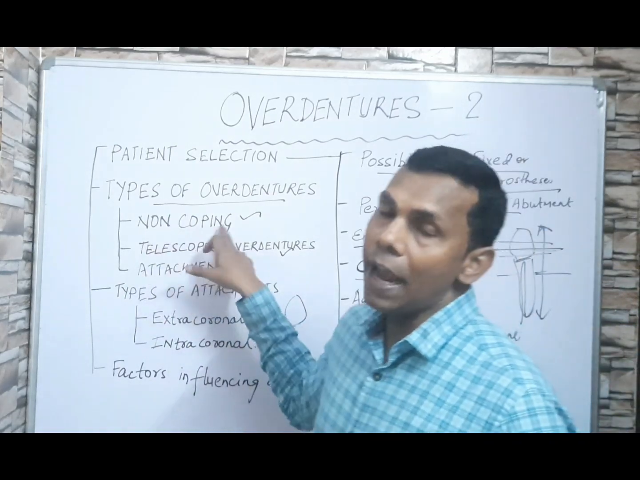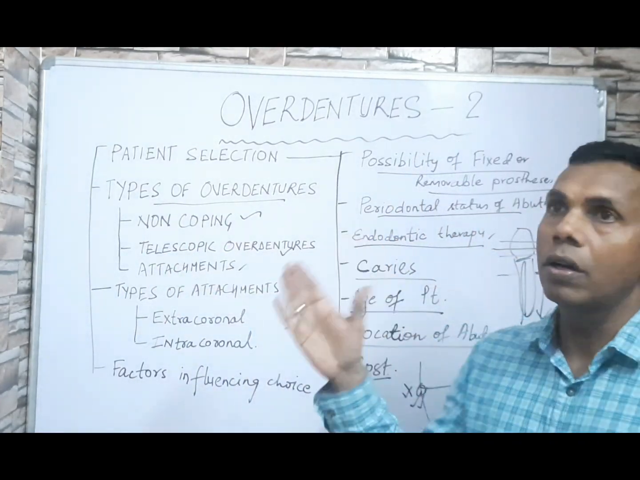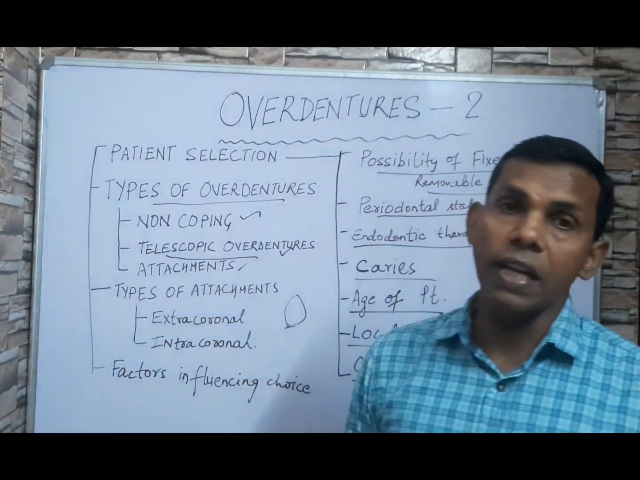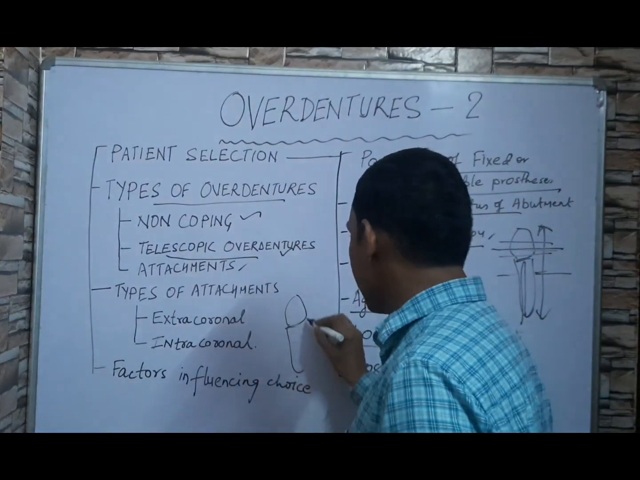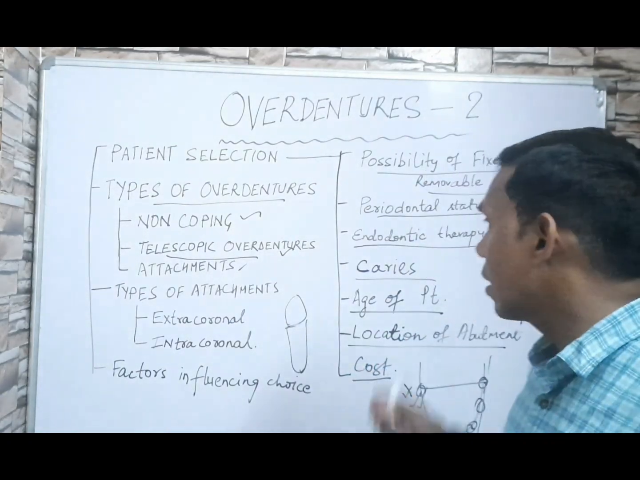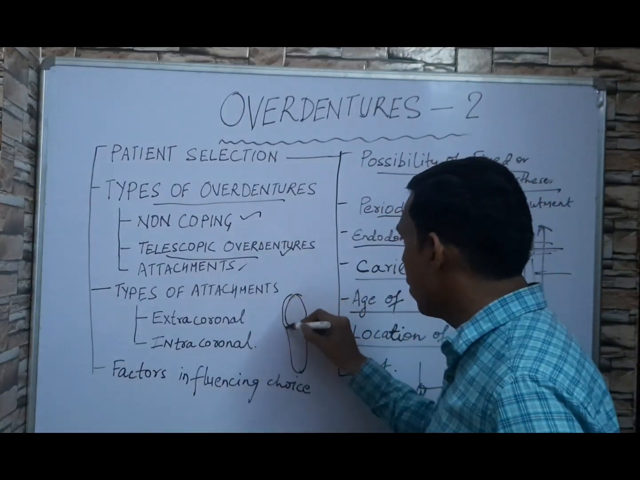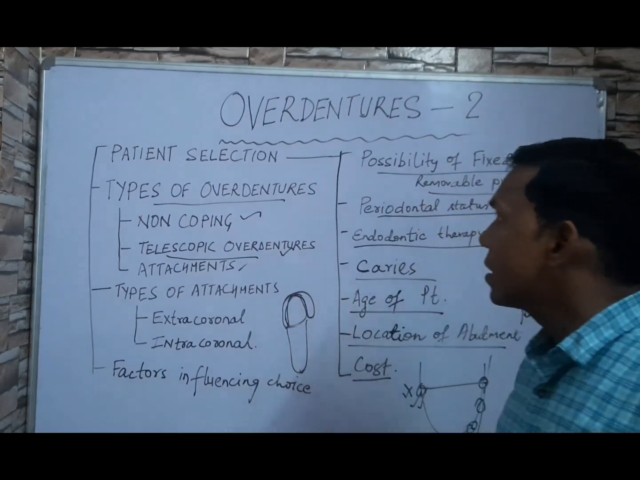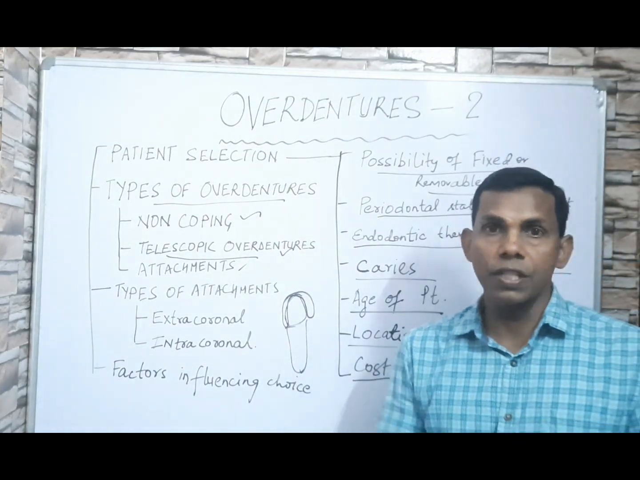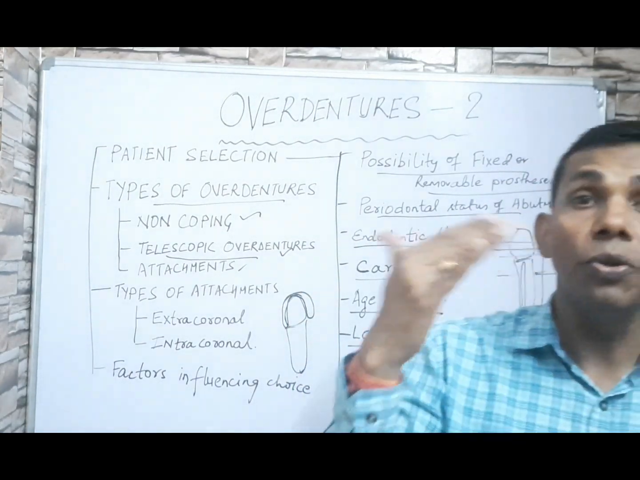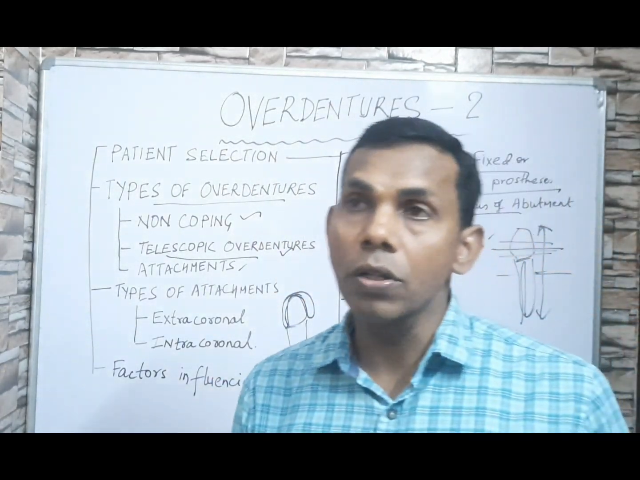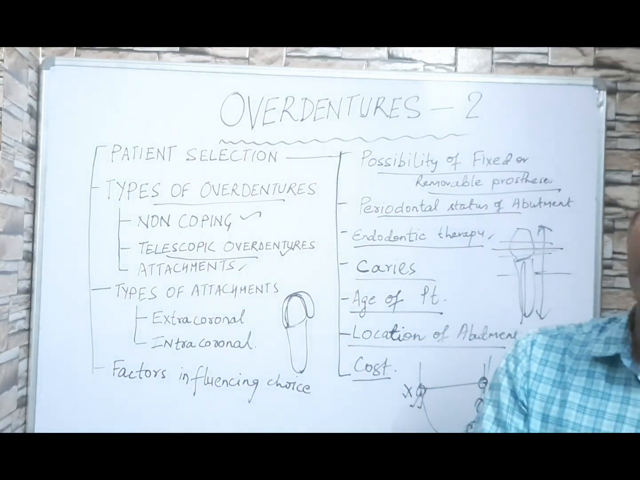So you are not giving any coping. That is a bare tooth or non-coping overdenture. Next is a telescopic overdenture. Telescopic overdenture means in situations like this, where you are having a tooth, you are reducing the tooth, and then you are covering it with a cast coping. So that is a type of overdenture wherein you have teeth covered with a cast coping, so that you eliminate the patient's sensitivity, and also you are covering and protecting the remaining tooth.